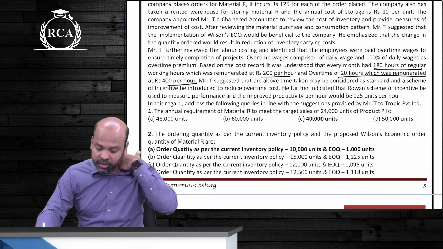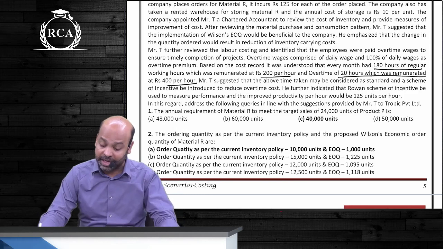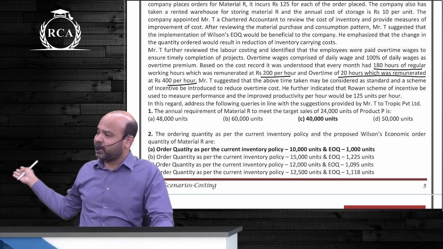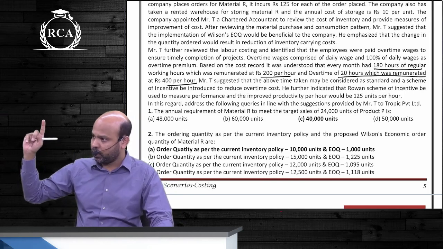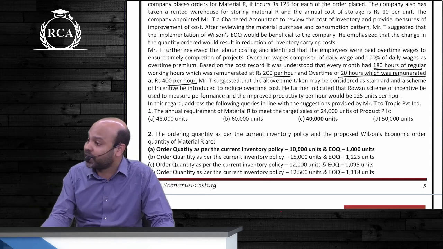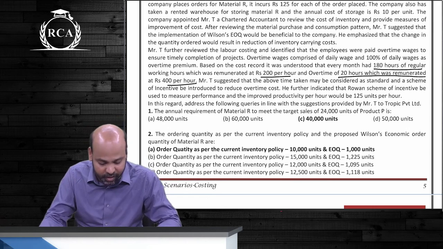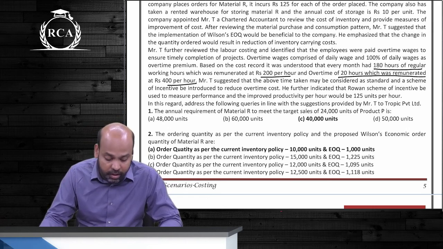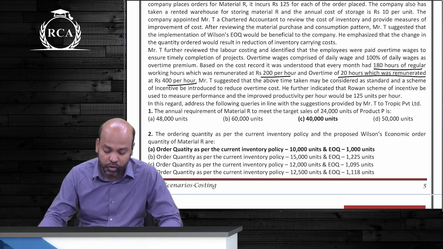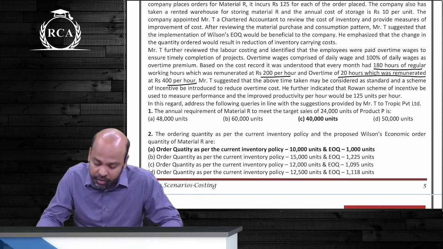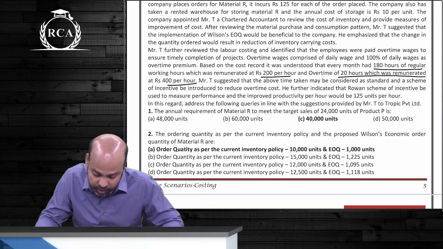Mr. T suggested that the above time may be considered as standard. 200 hours should be standard time now. Rowan scheme आ रहा है बेटा. Do you know Rowan scheme? T into R plus T divided by S into S minus T into R. A scheme of incentive be introduced to reduce overtime. He further indicated that Rowan's scheme of incentive be used to measure performance, and the improved productivity per hour would be 125 units per hour.